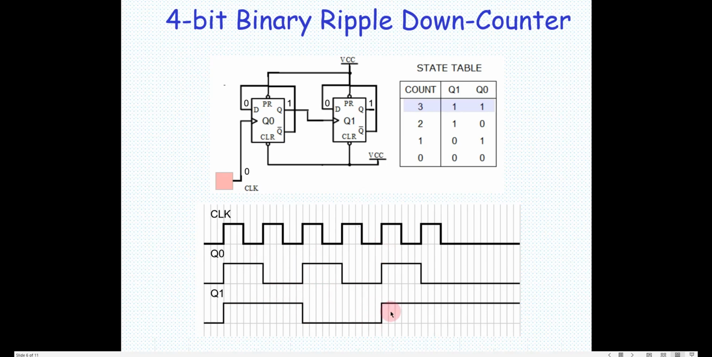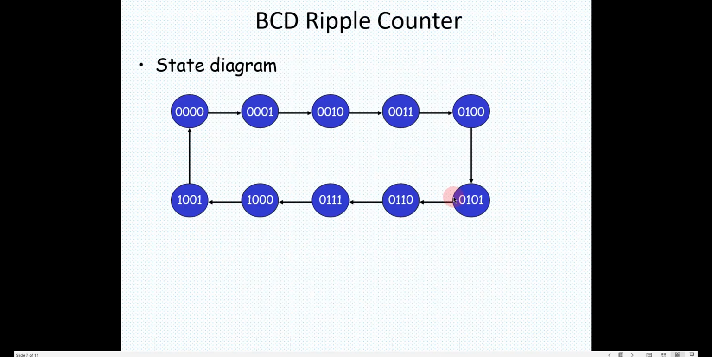So this is down counting, right? So this is a down counter. So that is how you can implement a down counter. Right. So also you can have a BCD ripple counter, right?